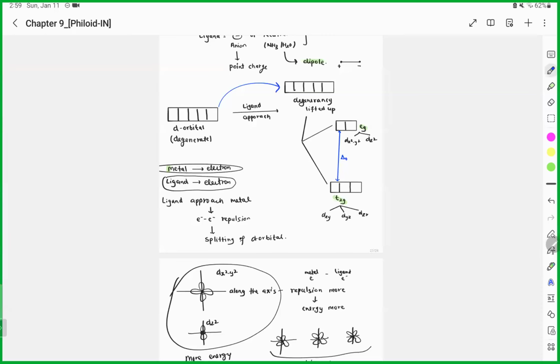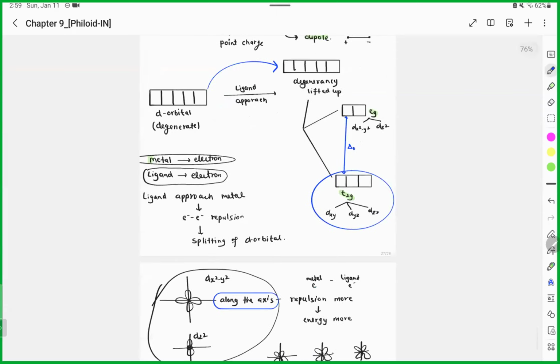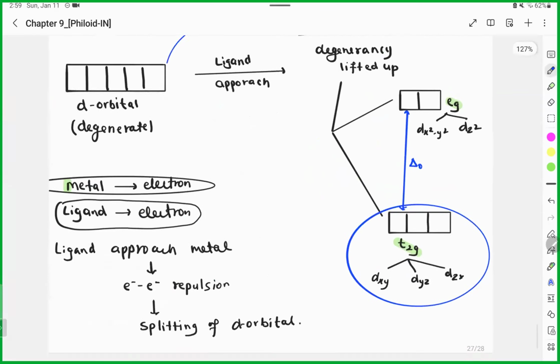Splitting out of 5 orbitals, 2 will go up, those that are present along the axis. Along the axis, electron-electron repulsion will be more. Between the axis, repulsion will be less, so energy will be less in these three T2G orbitals. Got it?